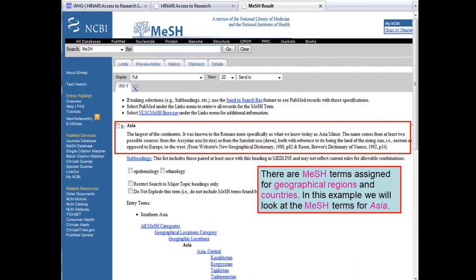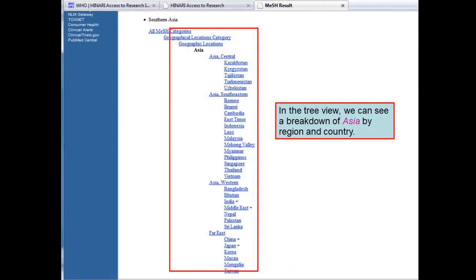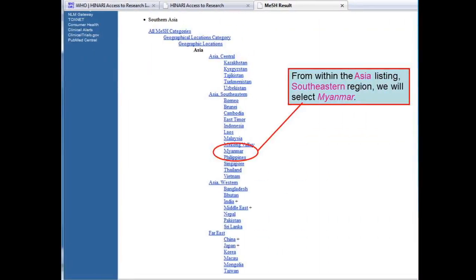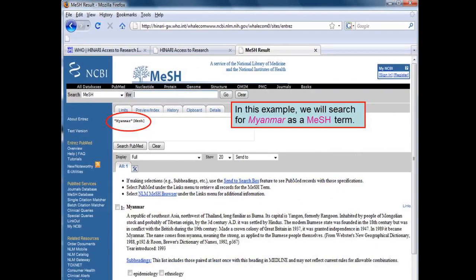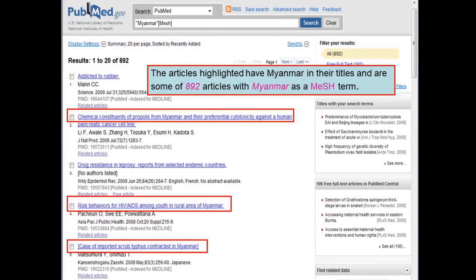So the MeSH terms are assigned for geographical regions also, and countries. In this example, we can look at the MeSH term for Asia. So when you click on Asia, you can see the tree view breaking down into different regions and countries. So from Asia, we will select Myanmar, right? Southeastern region. In this example, we can see that Burma and Myanmar are the entry terms for Myanmar, right? Those are the related terms. Fine. So Myanmar is a MeSH heading. Myanmar will be a MeSH term, and the articles with Myanmar, the titles are 892. These are the result of searching Myanmar as a MeSH term.